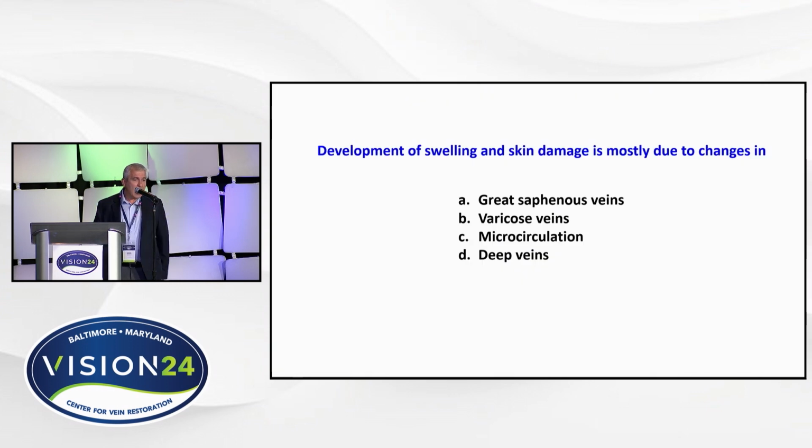So, how do people develop swelling and skin damage? Because of the problem in the great saphenous, having varicose veins, or incompetent veins? It's microcirculation, my good friends. No matter what you have, if your microcirculation is intact, you don't get into trouble. I keep repeating this because it's the most important thing to remember.